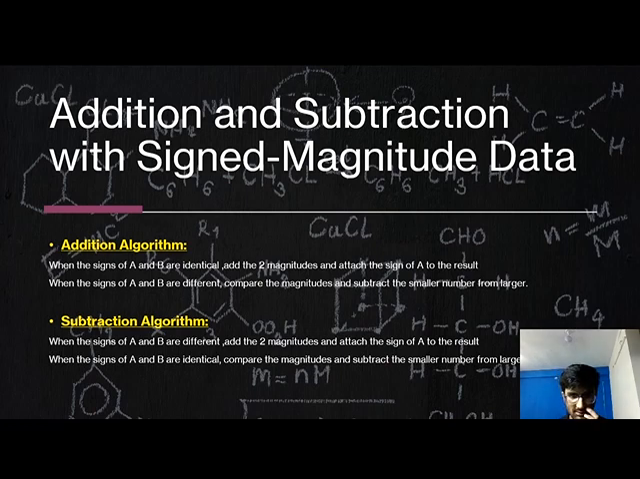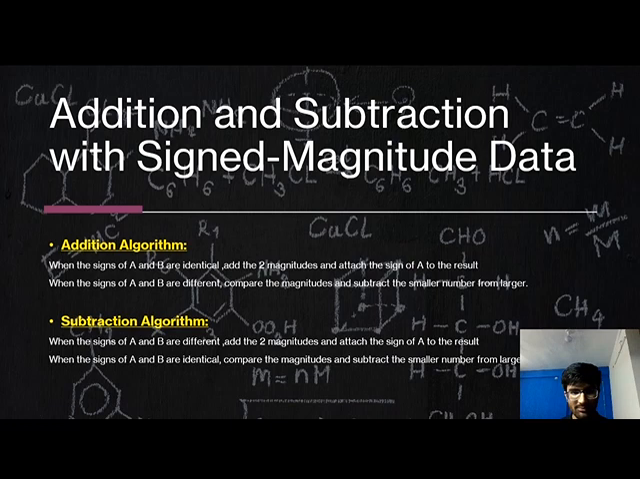Now, addition and subtraction with signed magnitude data. What does signed magnitude data refer to? Now, a plus b, where we are already given the sign of a and the sign of b. There are addition, subtraction, and multiplication algorithms.